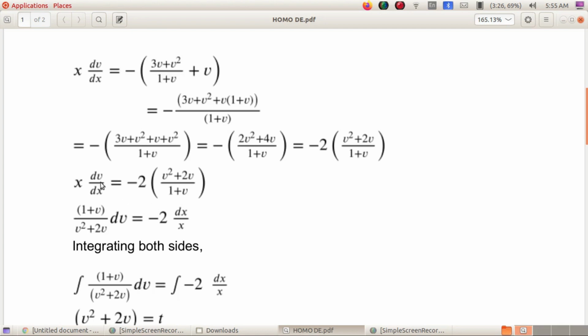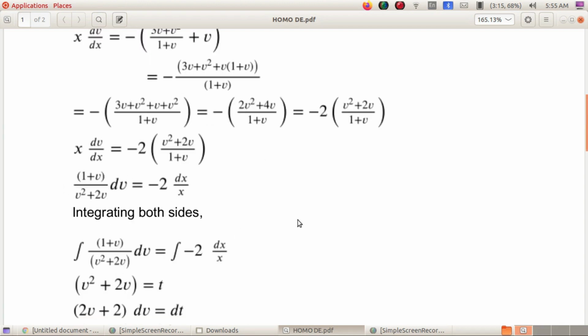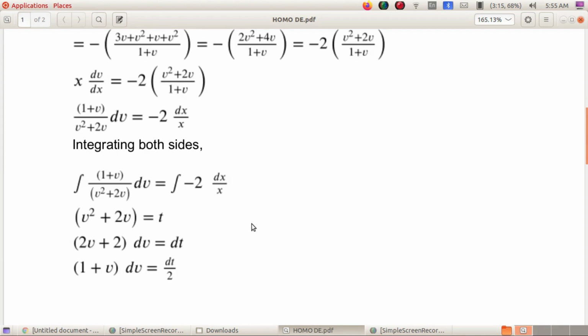With this dv, take the function of v. Take this x dx to RHS. So we have to write the reciprocal. 1 plus v divided by v square plus 2v dv equal to minus 2 dx divided by x. Now integrating both sides, we get integral of 1 plus v divided by v square plus 2v dv. Here integrate with respect to v, and this one integrate with respect to x.